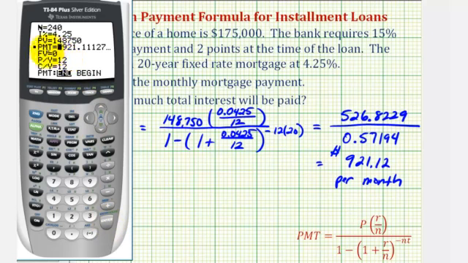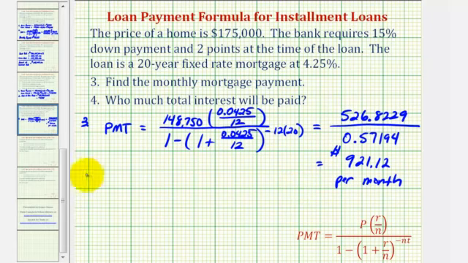Notice how if we round this monthly payment to the nearest cent, it would be $921.11, and we came up with $921.12. And that's because when we did it by hand, we actually rounded the numerator and denominator. I'm going to go ahead and use this monthly payment here because I realize that some of us might not have access to this type of program.